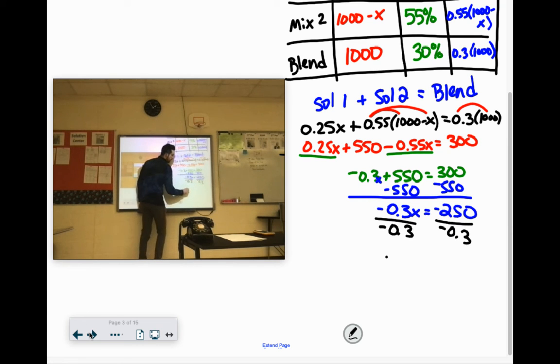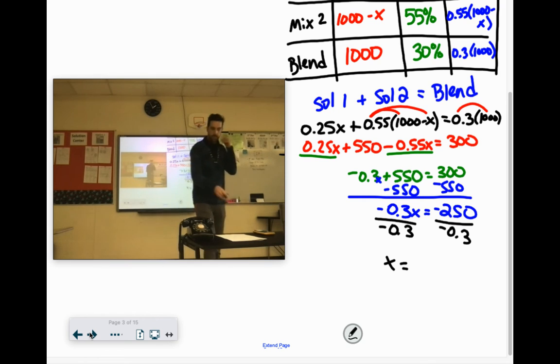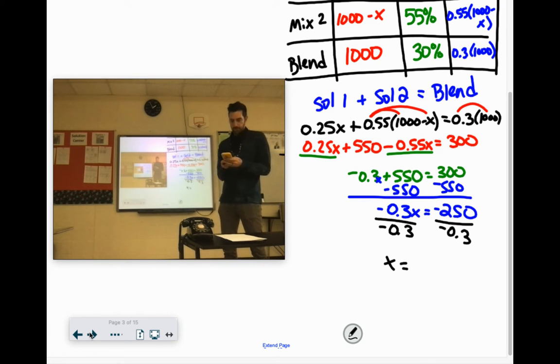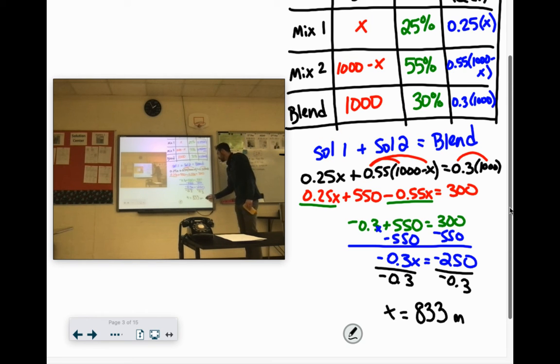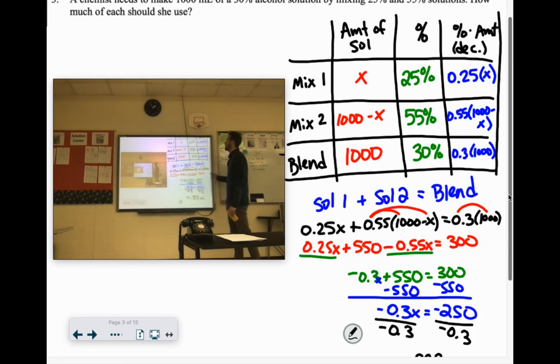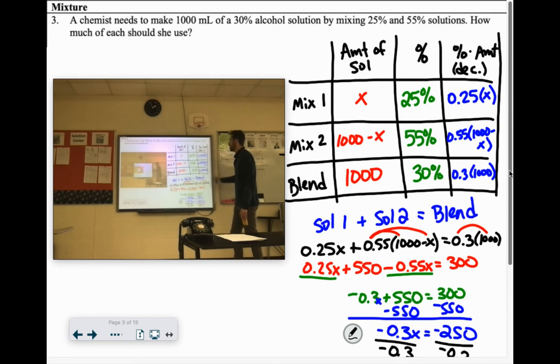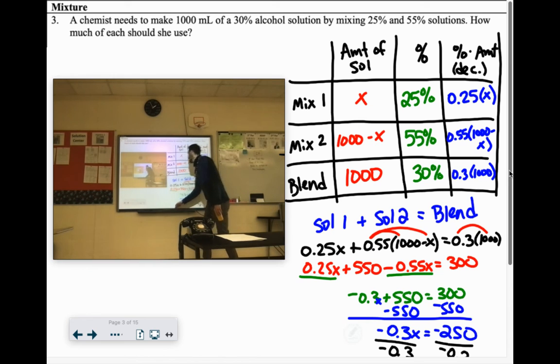Now this one comes out to a decimal, which is fine. I forget what it is. 250 divided by 0.3 is 833.3. So let's just call it 833. Now, let's make sure that milliliters might be the question they're asking. Oh, it says how much of each should she use? So x is going to equal 833 milliliters. So that's 833 of mix 1.